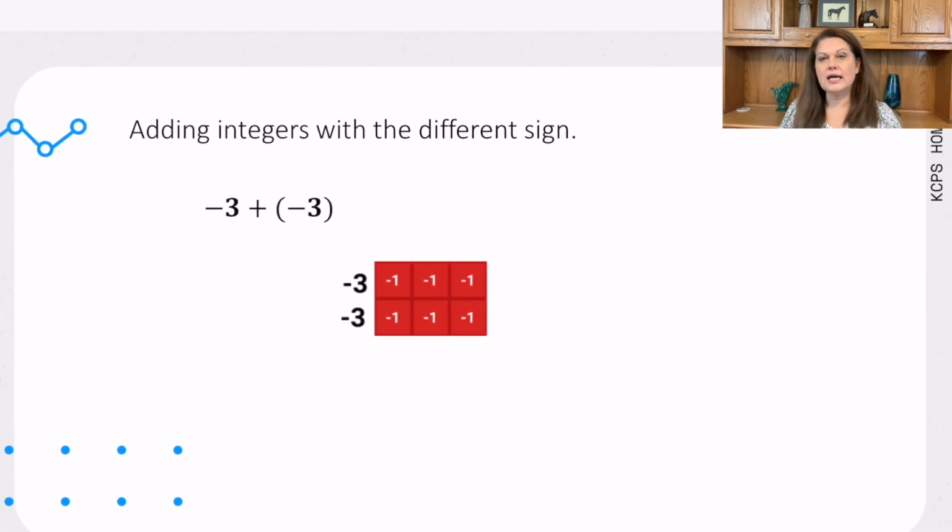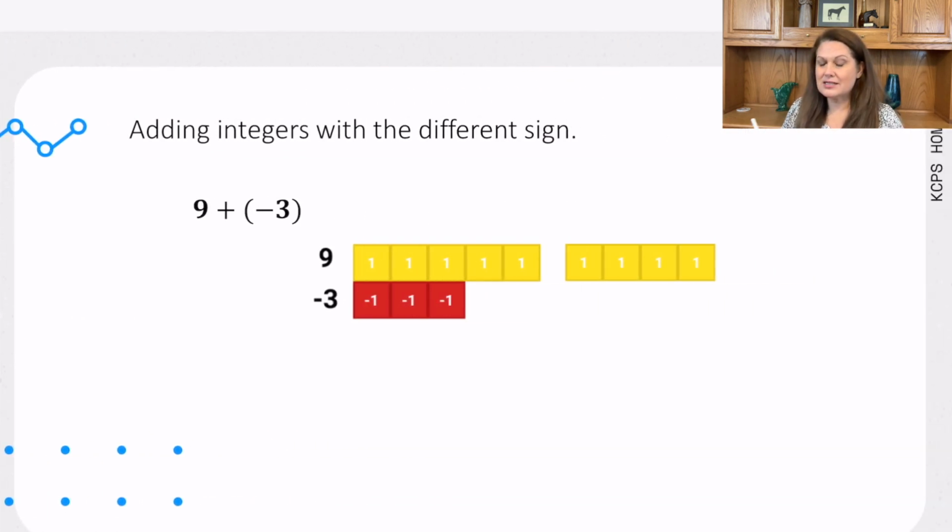So let's take a look at what a negative would look like. Negatives are going to be red, and so I have negative 3 here, and I have another negative 3. Again, I don't have any opposites, so they're not canceling out or creating a zero, so I'm just going to add them up. So 3 plus 3 is 6. Remember, those are red or negative, so my answer is negative 6.